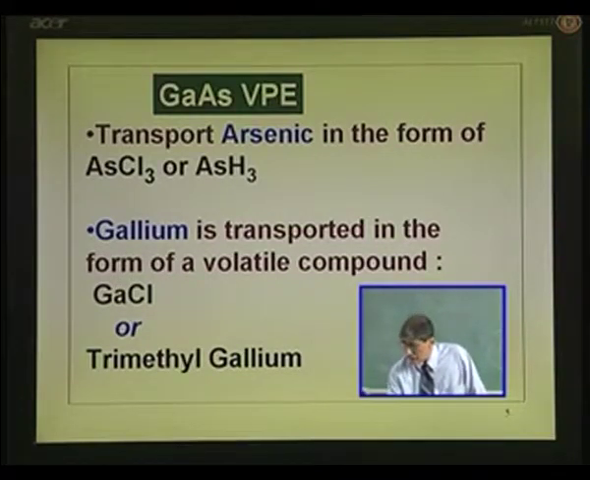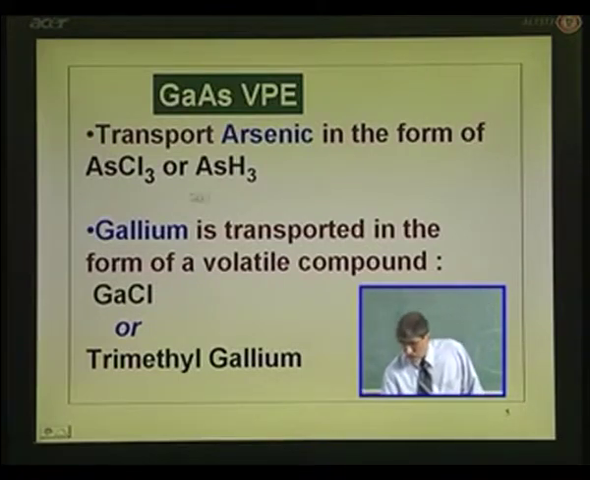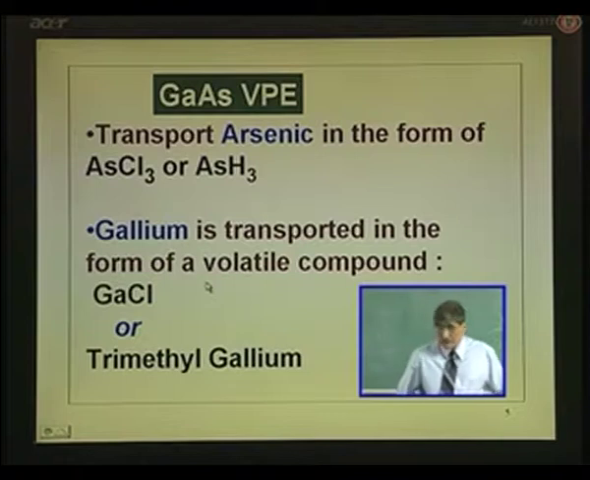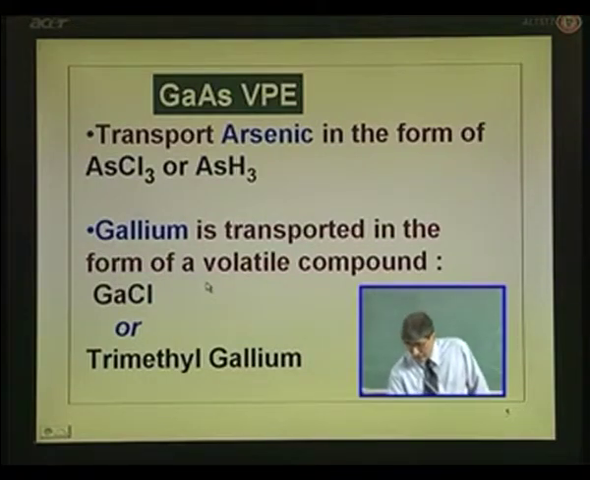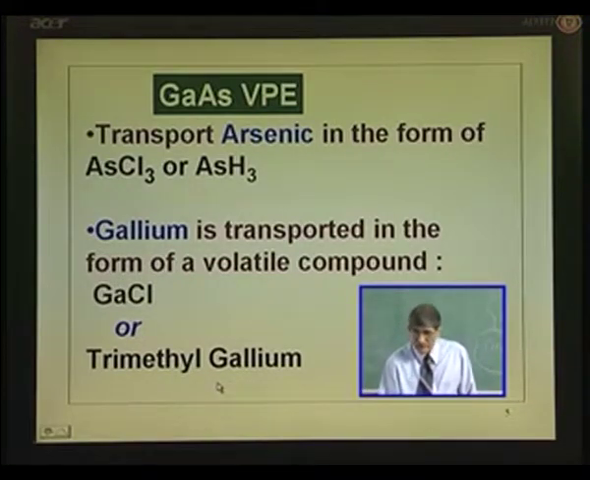So, in vapor phase epitaxy, the transport of arsenic is done in the form of arsenic trichloride or arsine, AsH3. Arsenic trichloride is liquid, arsine is gas. Gallium is transported again in the form of a volatile compound, either as gallium chloride or trimethyl gallium.